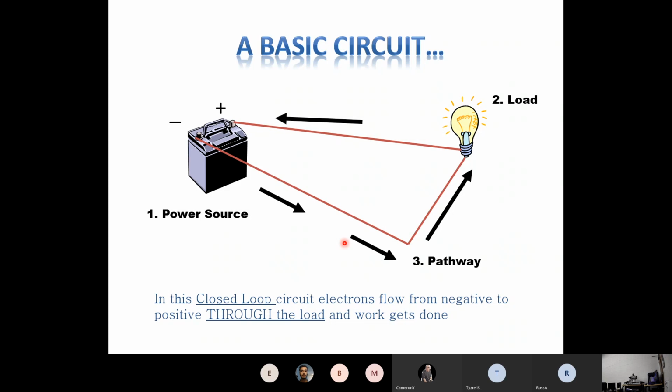All right, I'm back. So the main thing that you guys need to get from this is what a closed loop circuit is. Basically, it makes one loop with no opening. And the electrons flow from the negative side to the positive side.